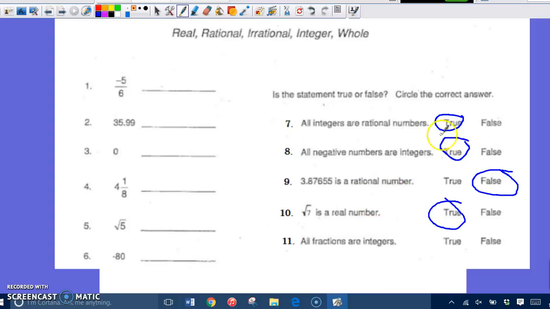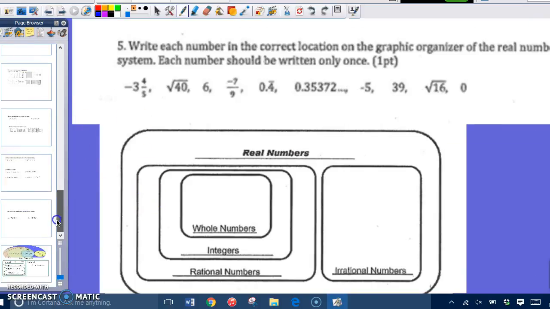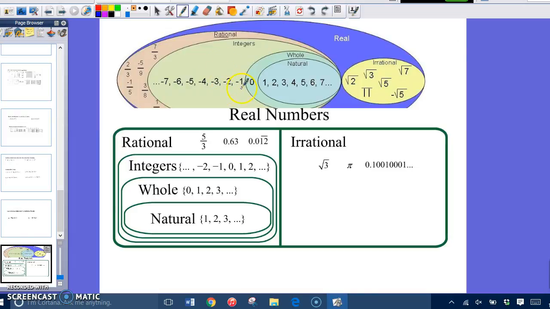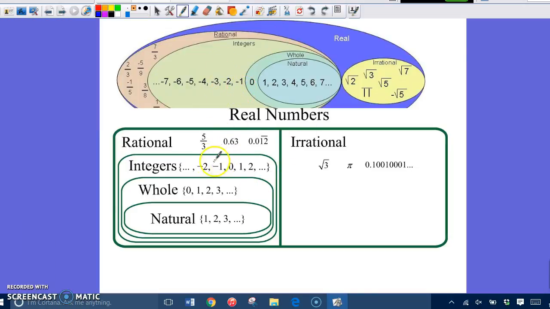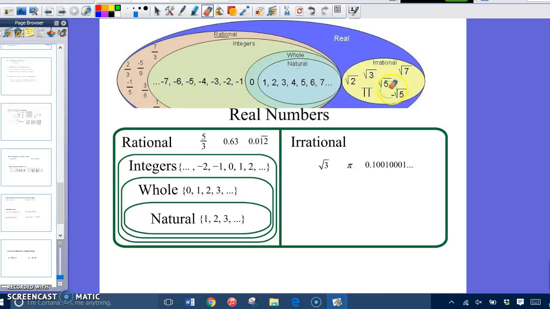All fractions are integers. What do you think? Okay? So, answer for this, true. Let me look at the chart one more time. All fractions are integers. Perhaps that's not true. I'm not sure about that one. You're going to have to figure that one out on your own. I don't know.